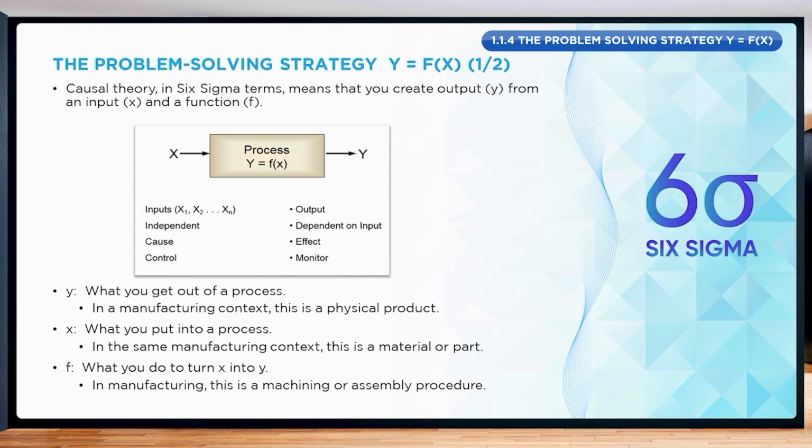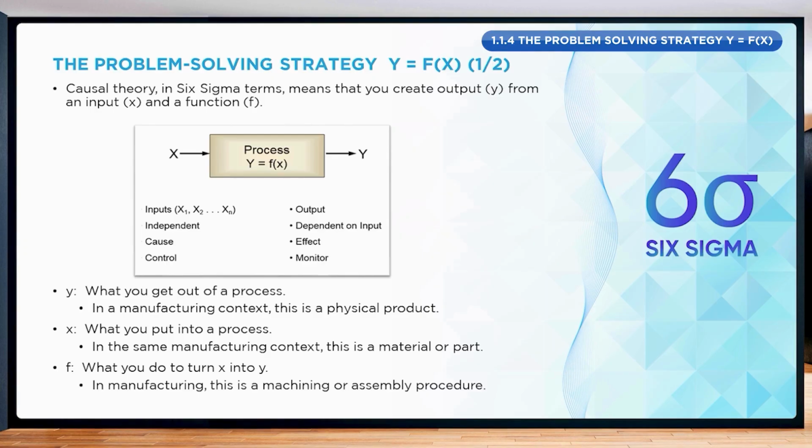We have the process inputs represented by the letter X. We have the procedure, which is the process steps between process start and process end. These are also represented with the letter X. And finally, we have the output or outputs, plural, represented by the letter Y. So this is the so-called problem-solving strategy, or the power transfer equation.